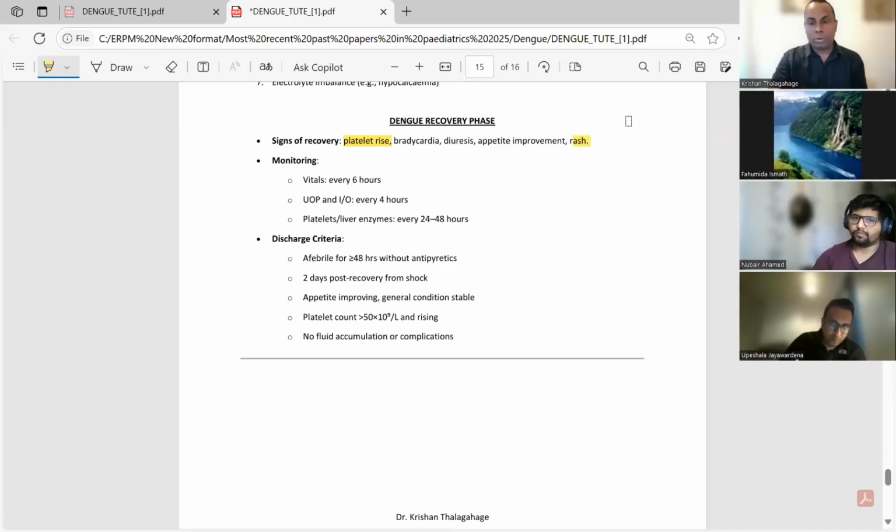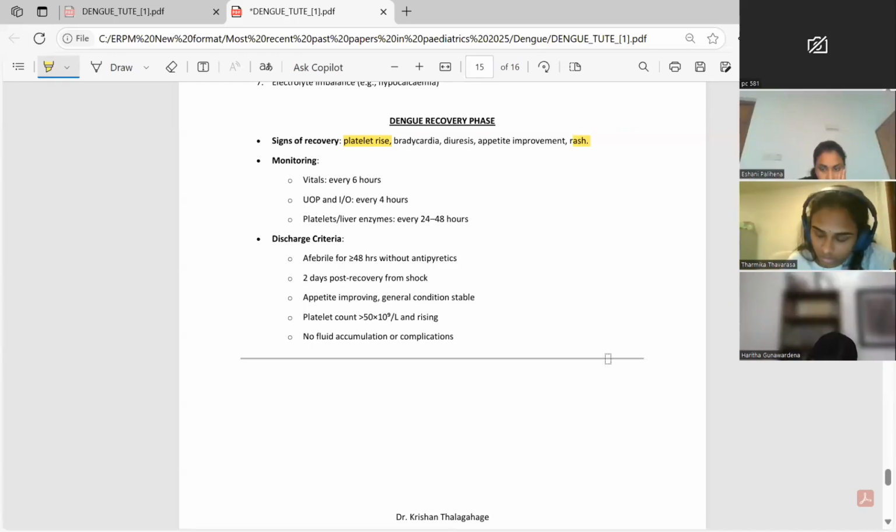Say when you go for the ward round, say Tarmika is going on a ward round as the house officer. This child is eating a biscuit, with a yellow itchy rash on the body, and keeps going to the toilet to pass urine. That child should be discharged, a child who should now go home.